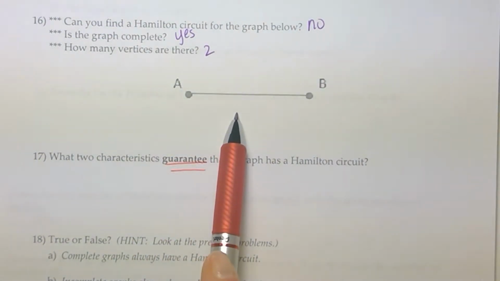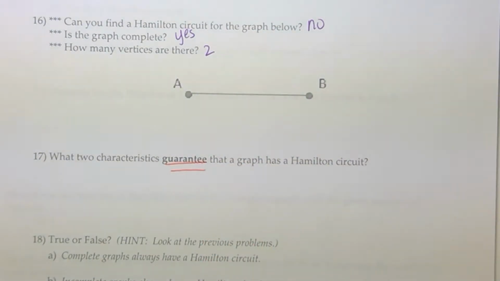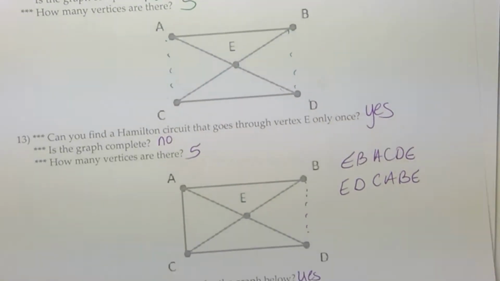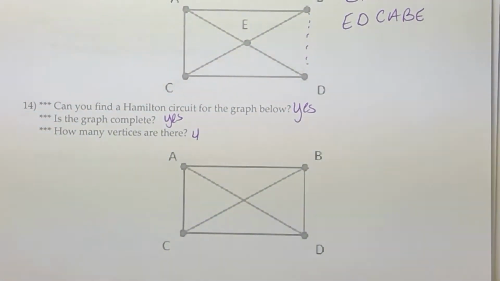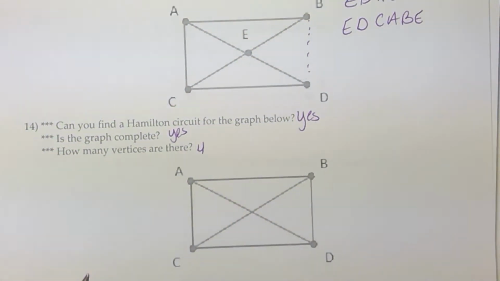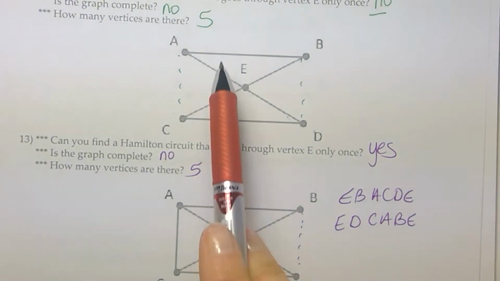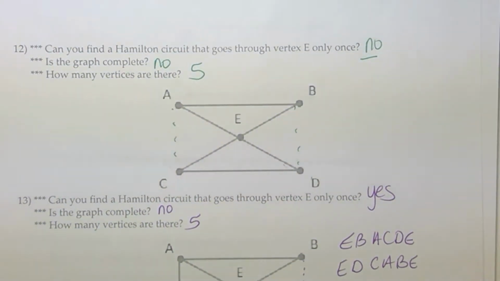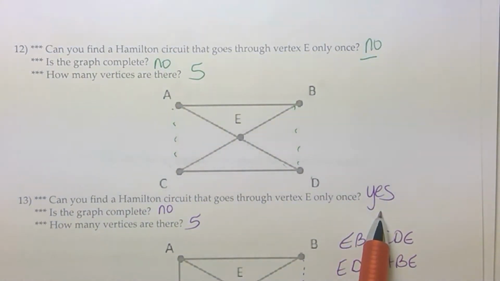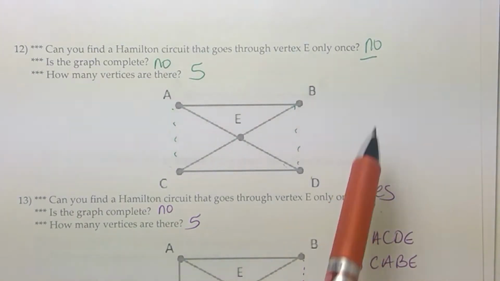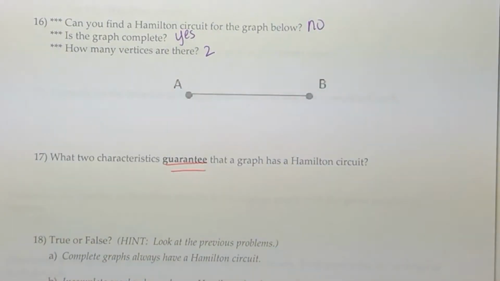Well, I didn't have one here. I didn't have one in number 15. I did have one in 13 and 14. 14 is complete, 13 isn't. And I had 5 vertices in both of these. They were both not complete. I was able to find a Hamilton circuit here and not there. So with these few examples, it's kind of confusing.